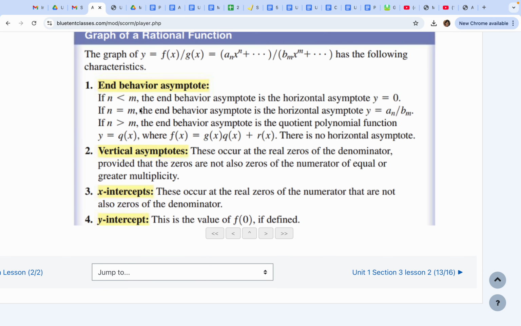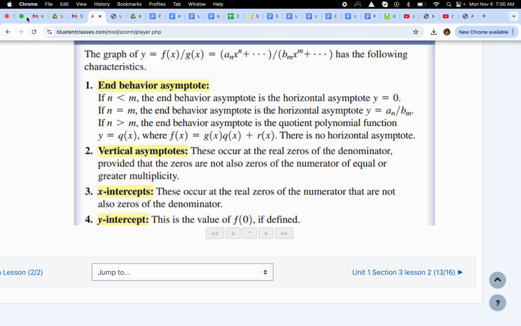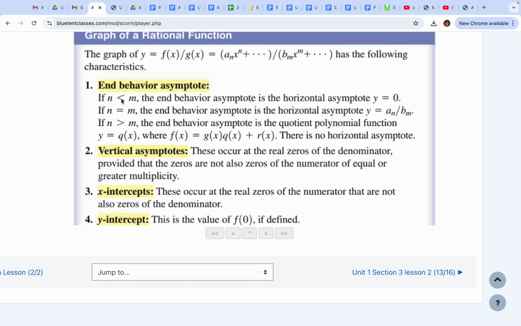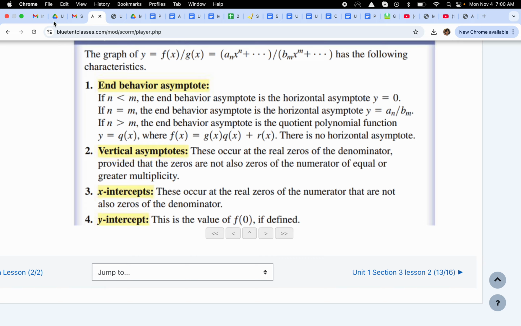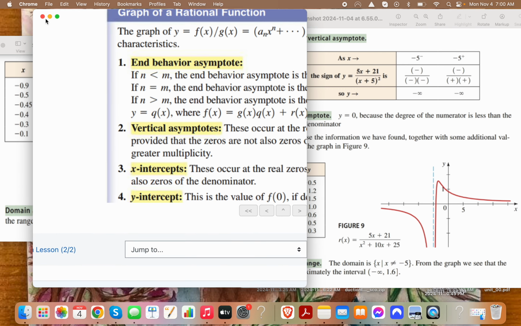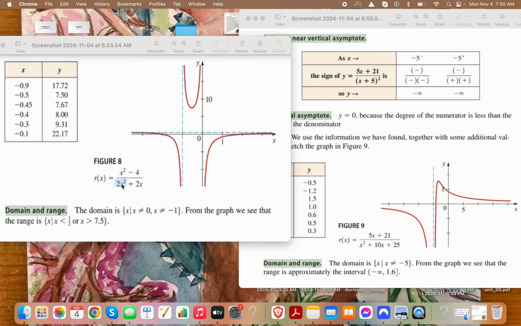So we're talking about the end behavior, we're talking about looking at the degree. So when the degree of the numerator, n, is the same as the degree of the denominator, m, then we're going to look at the leading coefficients. And when the degree of the numerator is less than the degree of the denominator, then y equals 0 is there. So you're looking at, this one is the same, right?